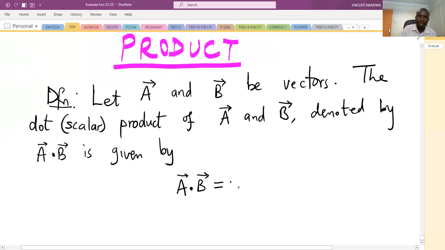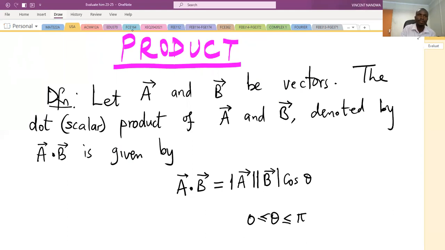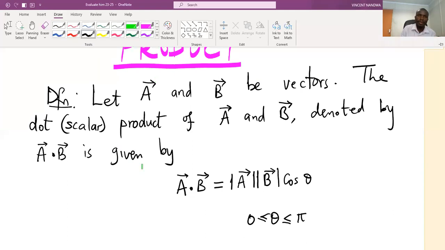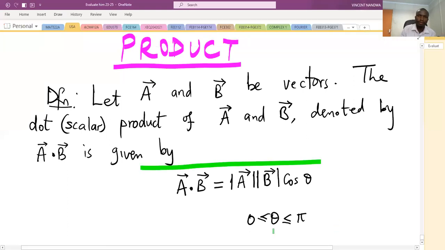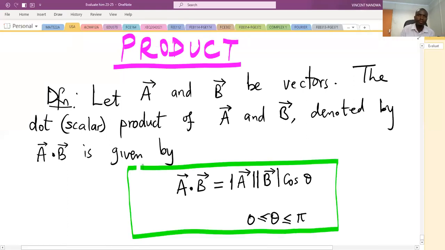A dot B is the magnitude of vector A times the magnitude of vector B, multiplied by the cosine of the angle between these vectors A and B. And this angle is between 0 and 180 degrees. So this is the definition of dot product.